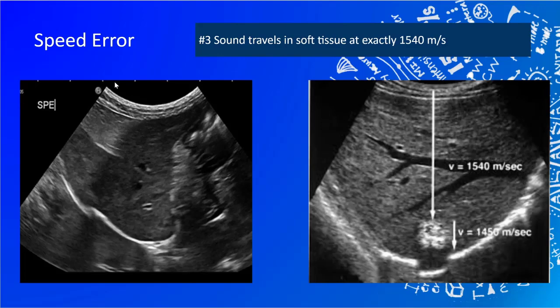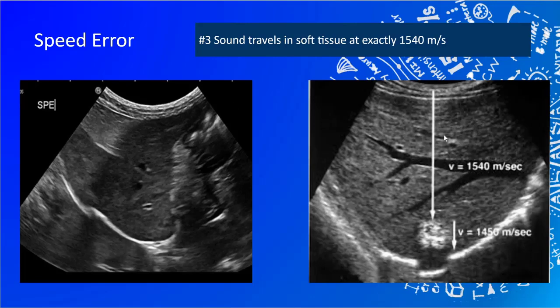So in speed error artifact, we tend to get kind of like a broken step off of the anatomy. Now, speed error artifact is also known as range error artifact, and that is because the range equation is using the 1540 meters per second, but the sound isn't always traveling at that speed.